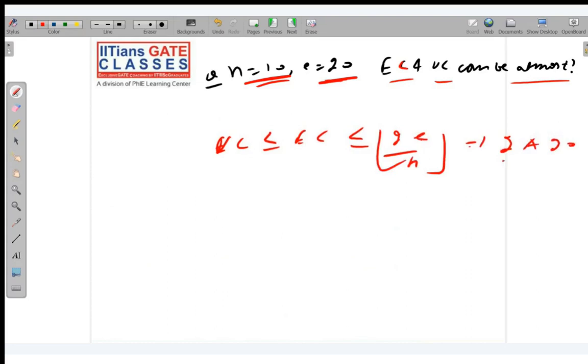So 2 into 20 by 10, so you will say 4. So you will say that if somebody attacks 4 edges, or somebody attacks 4 computers, then I cannot guarantee that the network will be connected or disconnected. I cannot guarantee that. Okay, that is the beauty. So are you getting it?